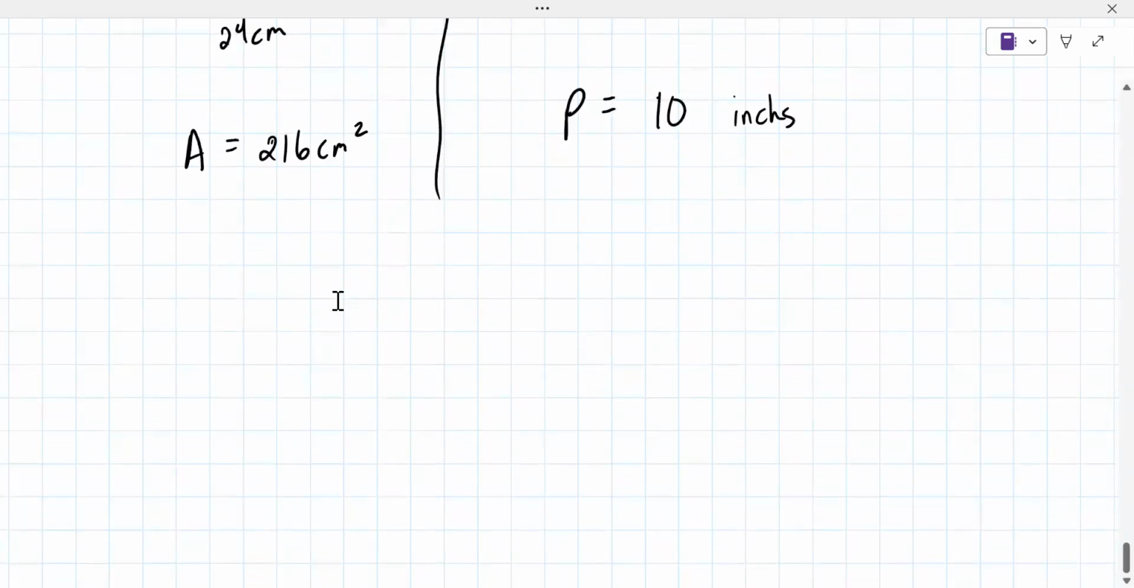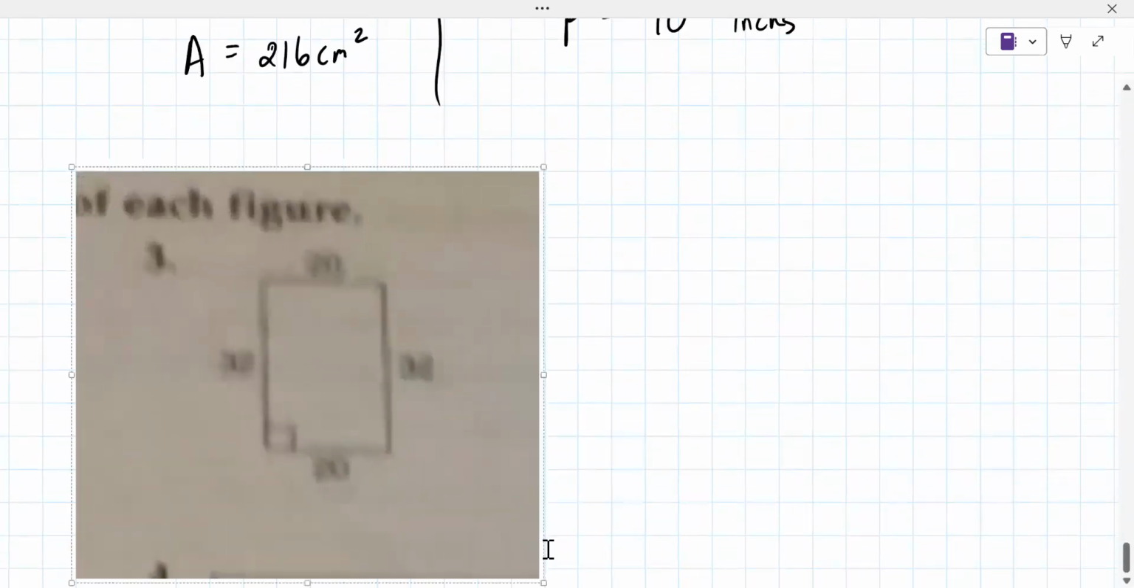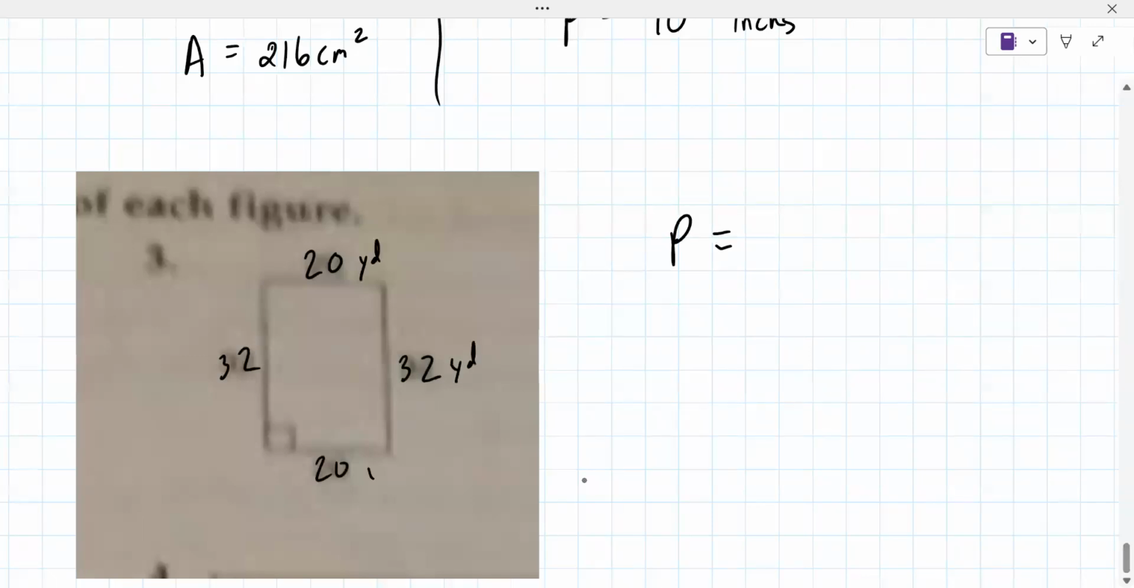So there's a couple of things that are going into this. Let me see, I grabbed other problems there. 20 and 32. This is a rectangle. I'd like you to find the perimeter. Let's do yards.